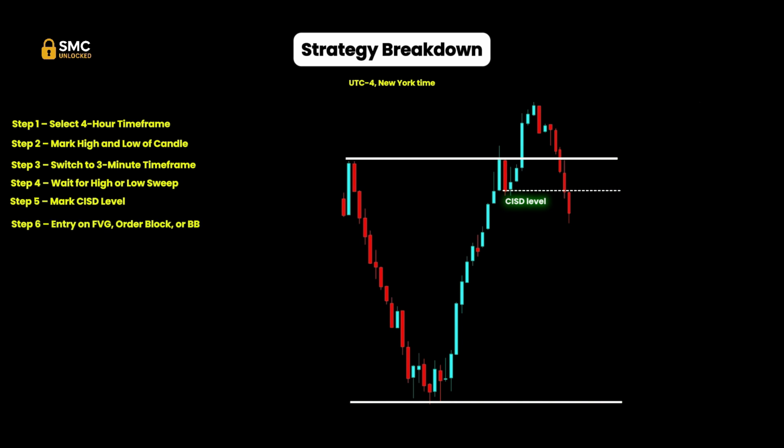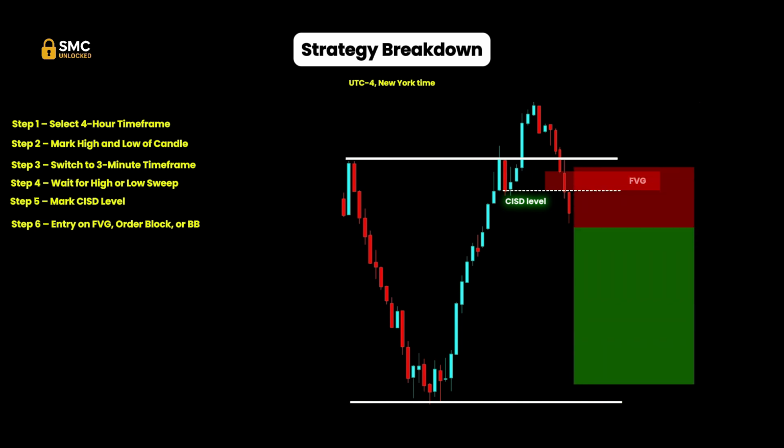Look for fair value gaps, FVG, order blocks, or breaker blocks on the chart. Here, a sell-side FVG has formed. This is where we can place our sell entry. Target setting. Most traders target the next liquidity level, but I always recommend a safer risk-reward ratio. 1:3 or 1:4. This ensures consistent profits without overexposure. In the next part, we'll look at a live trade example, so you can see entry, stop loss, and target in action. This is where it really clicks.